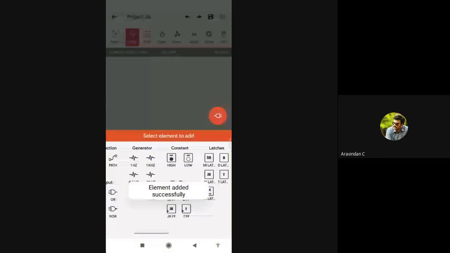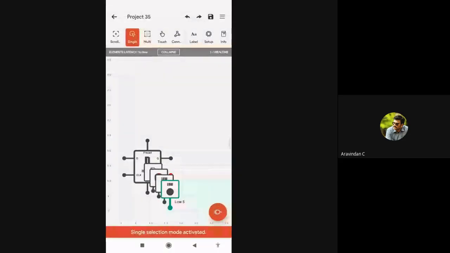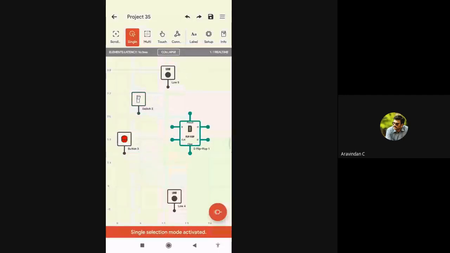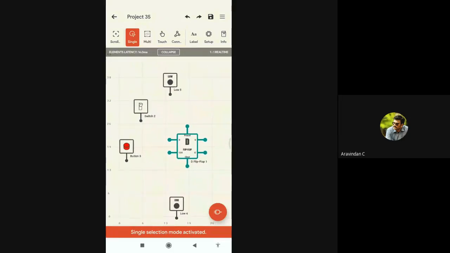Now I've taken all the components. Now let me place them. One goes to the preset, the other one to the clear. The push button is used as a clock. The switch is used for data transmission, and this is the data. We'll try to bring it a little nearer.